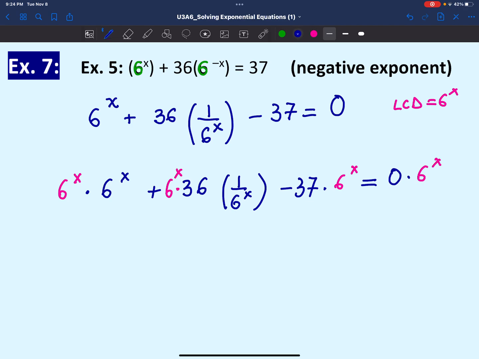So as you can see in here, the multiplication of 6 to the x times 6 to the x will be 6 to the power of, remember that we're adding the power. So I'm going to show all the steps, but obviously here you can skip the step and write just simply 2x. And the 6 to the x and 6 to the x here simplify. We have plus 36 here, minus 37 times 6 to the x equals 0.